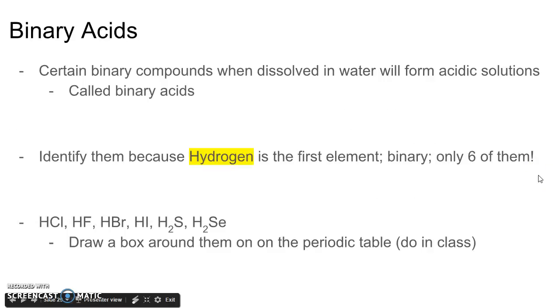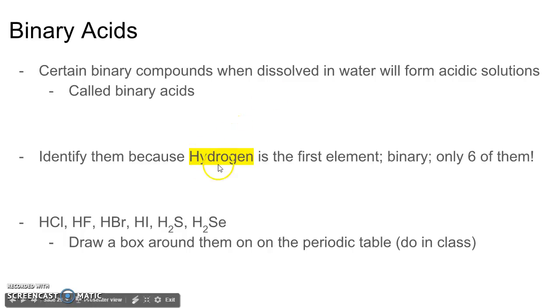So the binary acids: there are certain binary compounds that, when they are dissolved in water, will form acidic solutions, meaning they'll have a low pH. They will release hydrogen and have a low pH. We call these things the binary acids. You can identify them because hydrogen is always going to be the first element. They are binary, and there's only 6 of them.